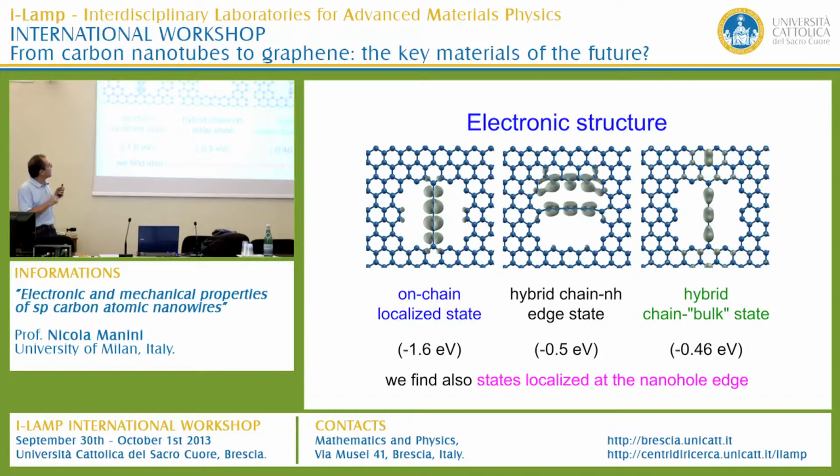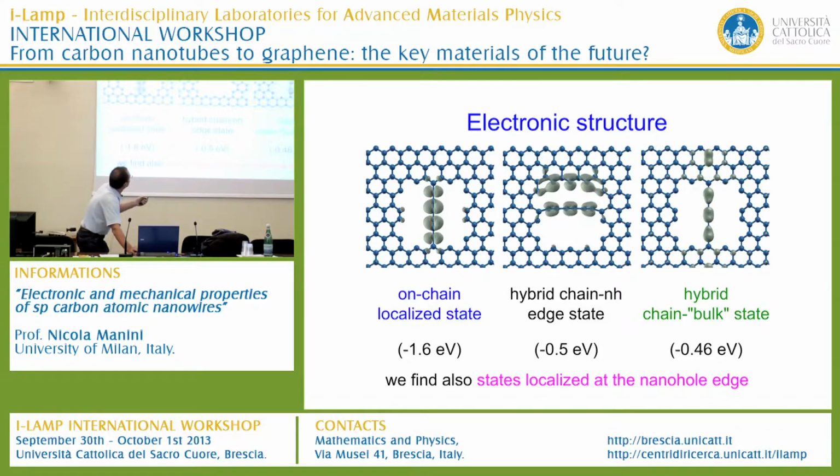So let's now go to more electronic properties. Those DFT calculations give us all the wave functions of electrons. And so in particular, we basically get 3 kinds of possible wave functions. We get wave functions which are fully localized on the carbon chain. We get hybrid wave functions, which mix states of the carbon chain and of the graphene edge. And then we can also get bulk states. Sometimes they are hybridized with the chain, and sometimes they are really pure bulk states inside the graphene.